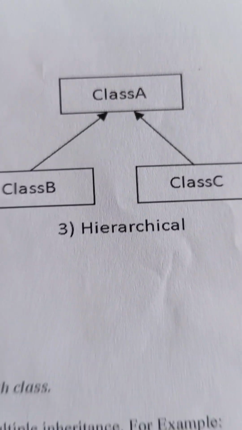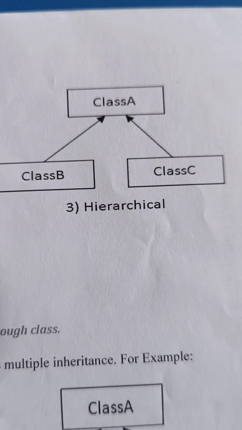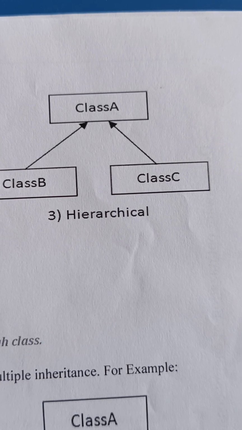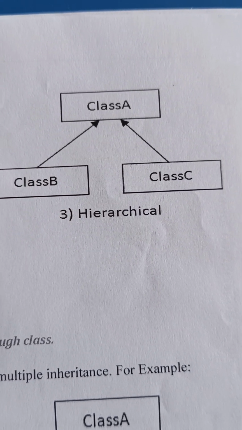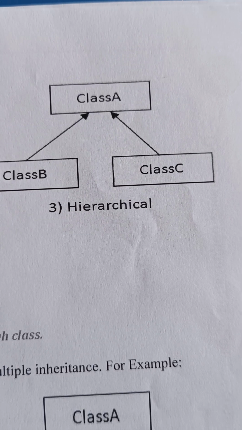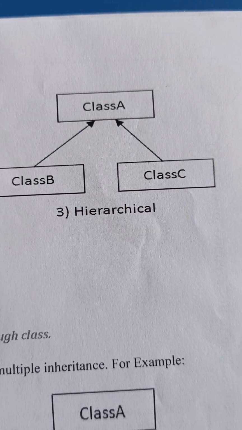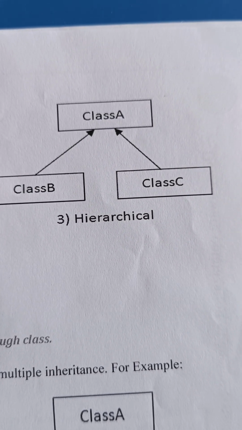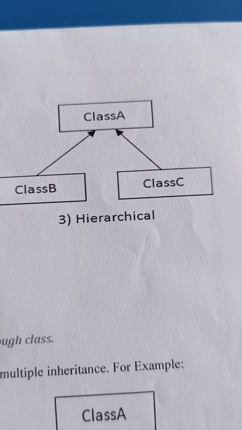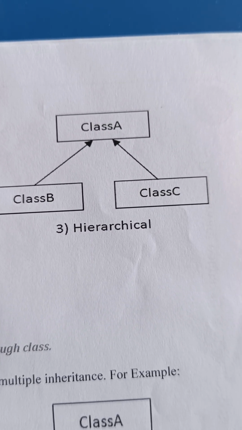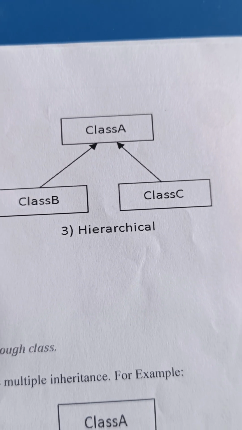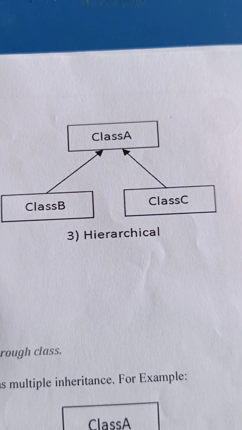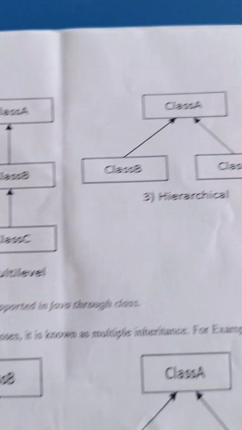Okay, the next one, hierarchical inheritance. Here also you can see class A, B and C. Class A is the parent class, and class B and C are child classes. Here you have one parent class and can have any number of child classes. Here we mention only 2 child classes, but you can have any number. For example, take animal as a single class, and you can separate it into cat, dog, goat. Likewise we can have any number of subclasses.